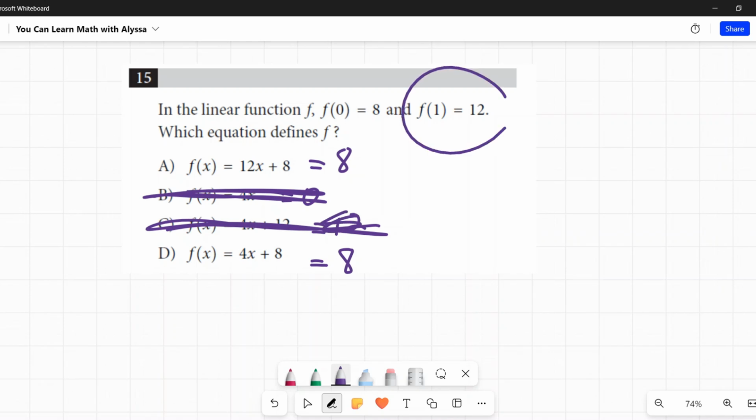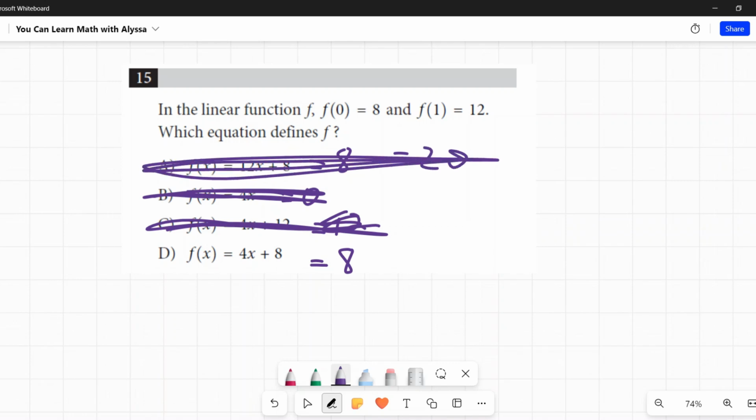So then we go to our second part. f of 1 equals 12. If I plug 1 in, do I get 12? So here, 12 times 1 is 12 plus 8 is 20. Nope, that's out. This one better work, but let's double check it. 4 times 1 is 4 plus 8 is 12. Yep, there we go. Confirmed. D is our answer.